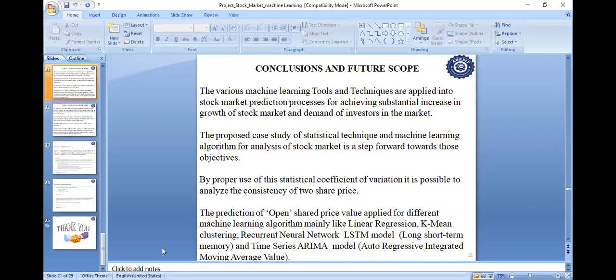So, the conclusion and future scope. Various machine learning tools and techniques are applied in stock market prediction processes for achieving a substantial increase in growth of the stock market and demand of investors in the market. The proposed case study of statistical techniques and machine learning algorithms for analysis of the stock market is a step forward towards those objectives. By proper use of the statistical coefficient of variation, it is possible to analyze the consistency of share price. We conclude that by using better models and better statistics, we can get better results and better prediction.